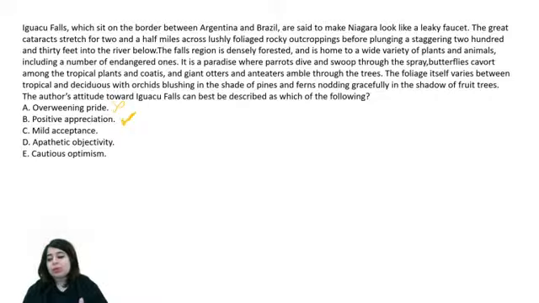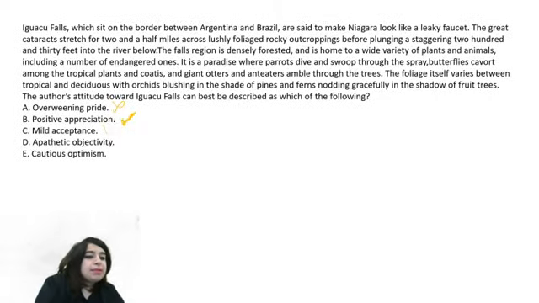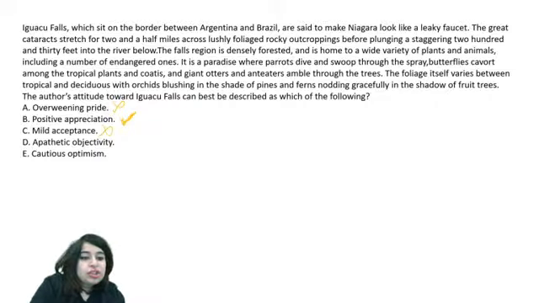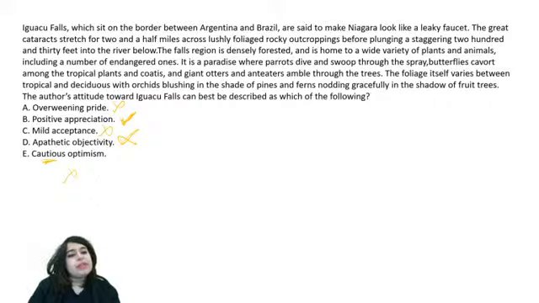Mild acceptance does not seem right. It is not as neutral as mild acceptance, so eliminated. Apathetic objectivity. Now it's not apathetic at all. He's not unconcerned, he looks interested, he's appreciating. So this is also not going to be the answer. Cautious optimism. Optimism is fine, but why cautious? Nothing cautious here. So answer would be B in this case.